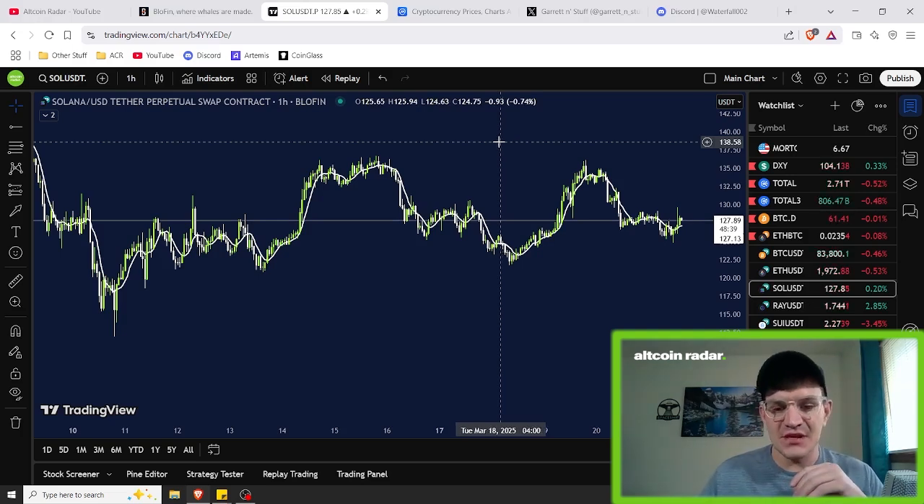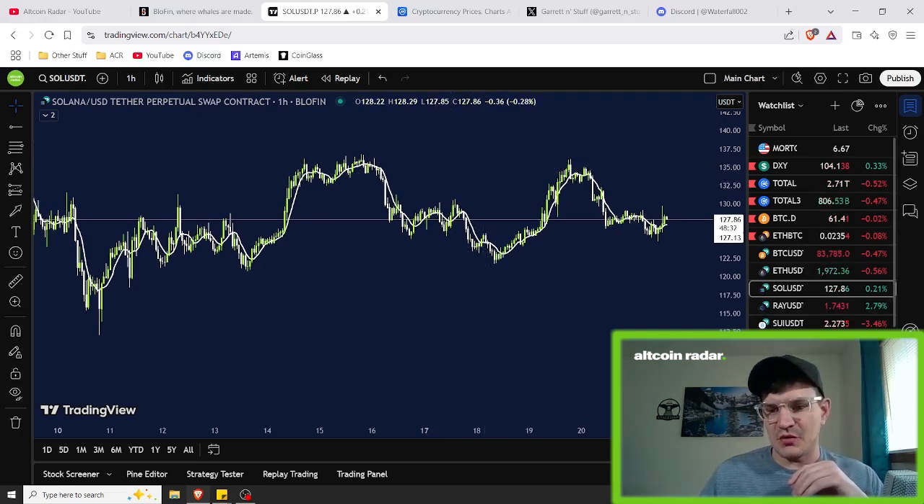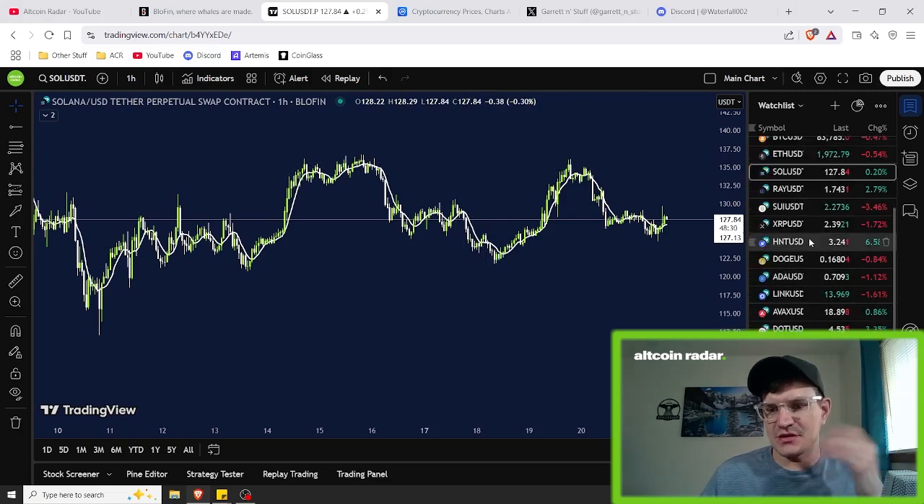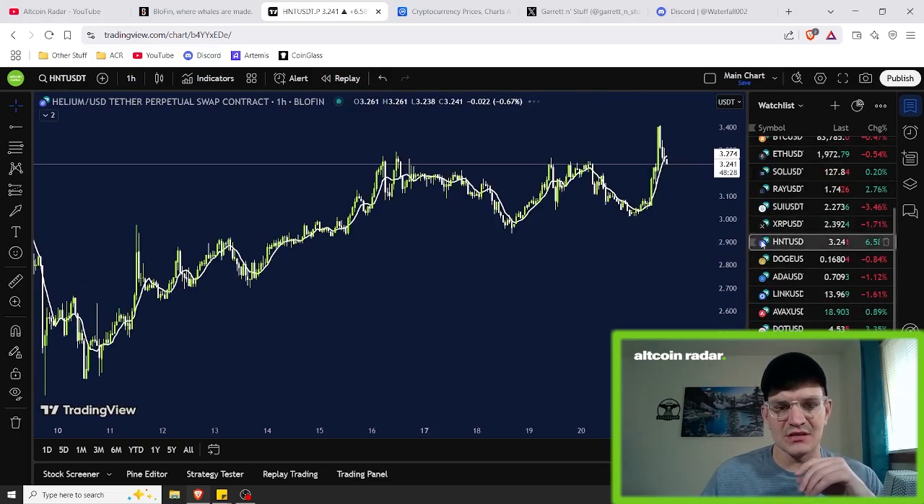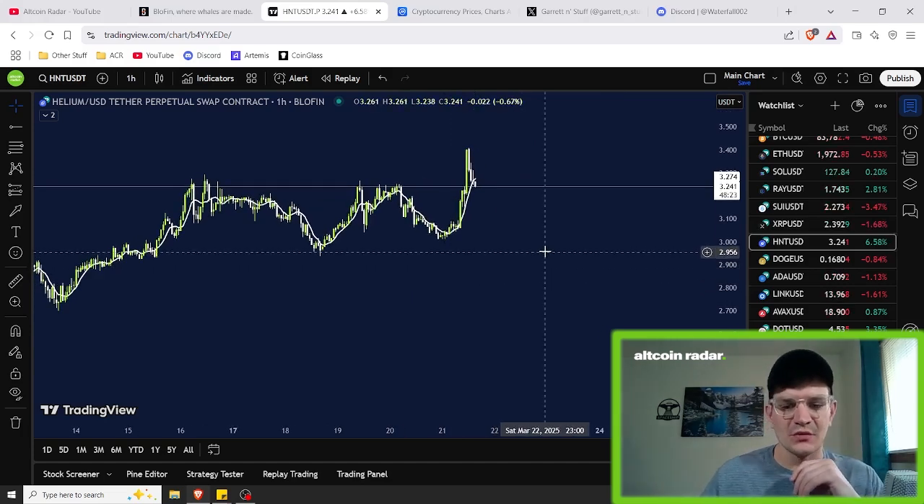So guys, the very first thing that we are going to be doing here is we are just going to pick a random coin. We'll just pick HNT, so Helium HNT. All right, so we've got HNT open here on the 1 hour chart.